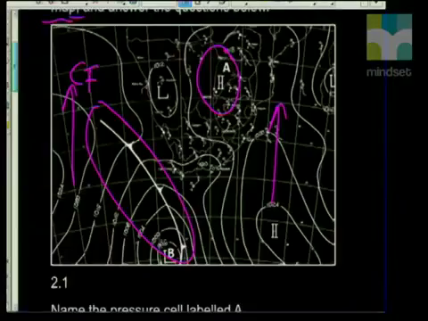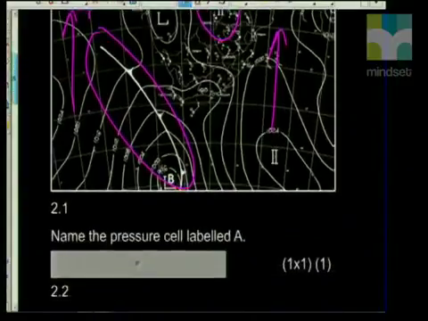All right, it already gave us a clue. I can't see much more here. But you can see there are isobar readings, etc. The interval is 4 millibars. Okay, let's go on to the questions itself.